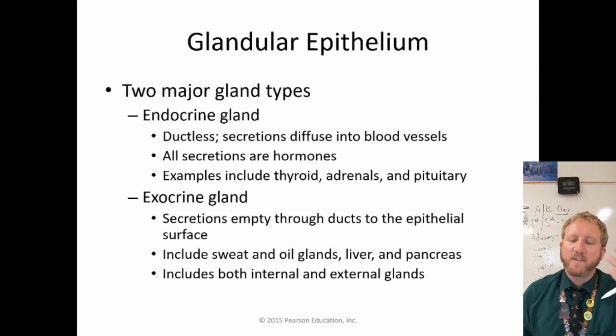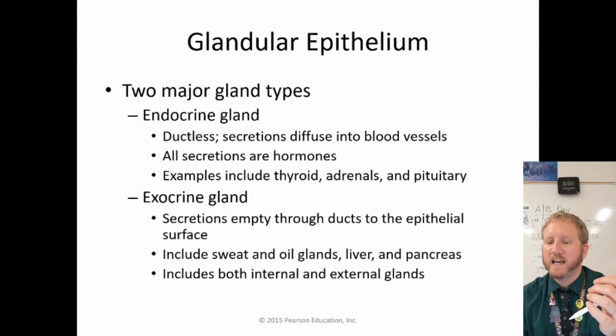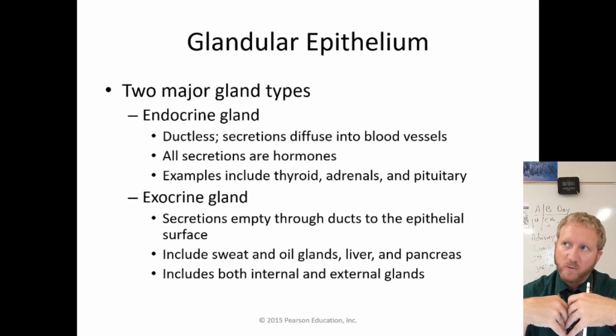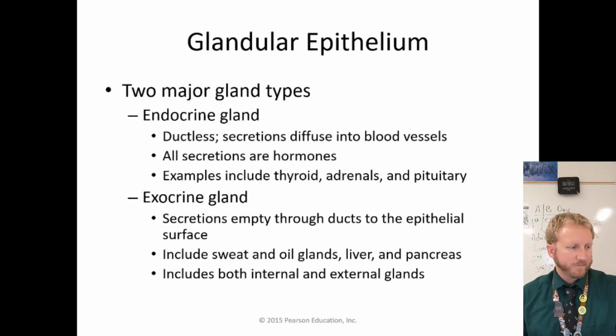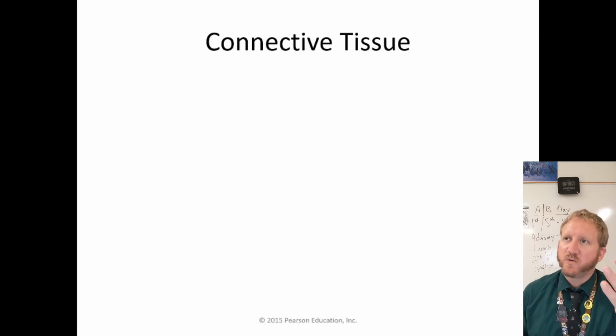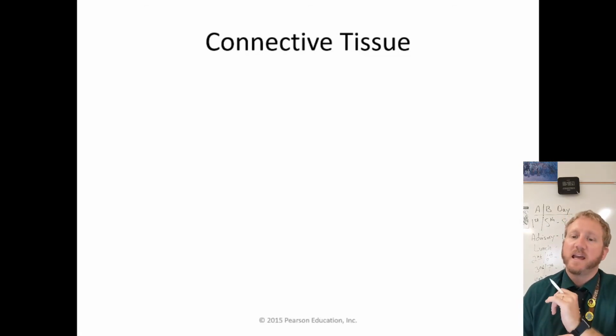And you have internal and external. So like sweat and oil are external because they dump to the outside. Liver and pancreas are examples of internal because they keep everything inside the body. So that's pretty much epithelial tissue. There's a lot going on. I think as far as vocab-wise, that one's probably the heaviest.